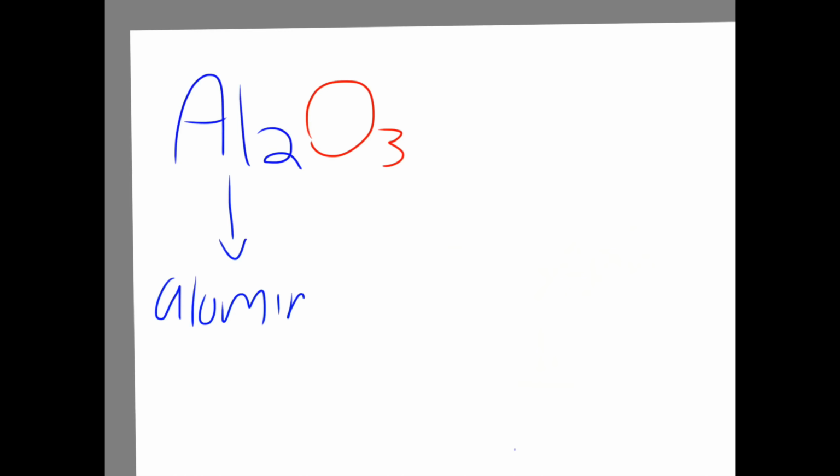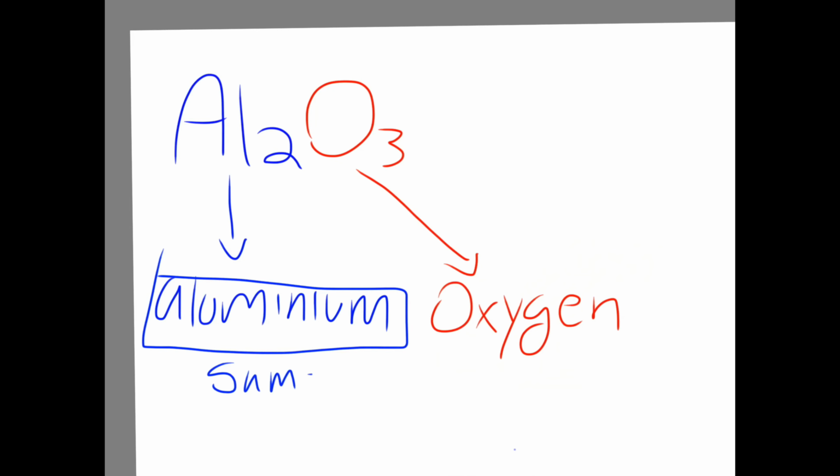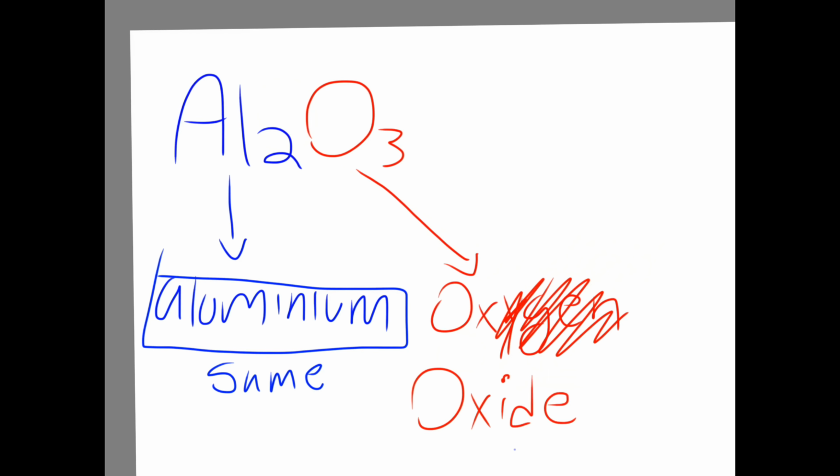This last example is with multiple atoms, but it still stays the same. So the metal stays the same as aluminum, but oxygen doesn't stay oxygen, it turns into oxide. So this compound reads aluminum oxide.